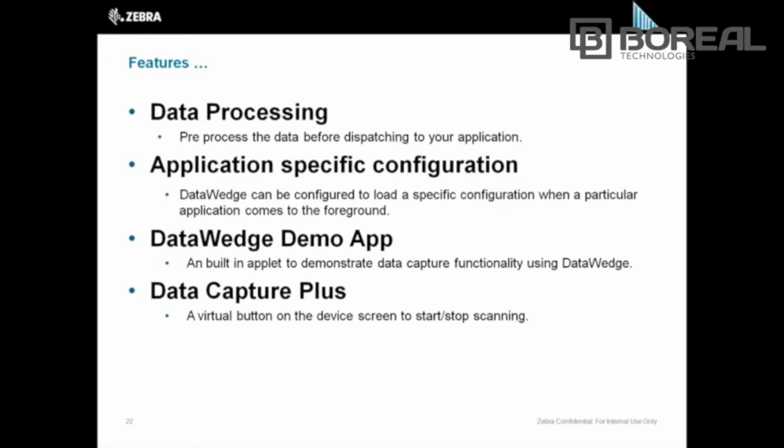The DataWedge demo app is an applet that you can use to see the performance as well as the output of data before you try it out in your own application. Data Capture Plus is like a virtual button on the screen where you can use it as a trigger button to capture barcodes. I will show you what these capabilities are when we move on in the slide deck.